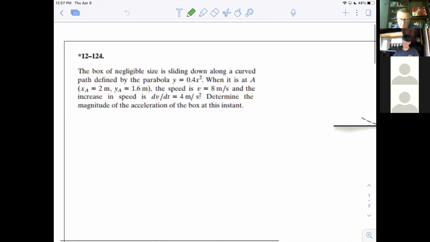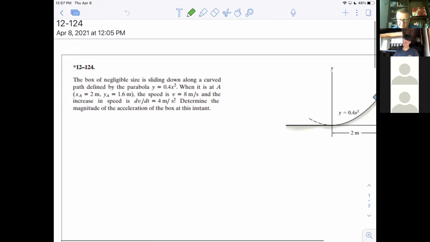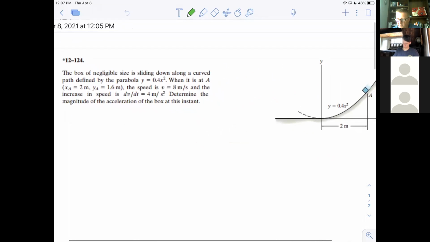Why does it say the box is of negligible size? That's a weird statement. Probably so you can treat it more like a point particle. Yes, so you can treat it like a particle. In other words, they don't want us to get confused about the fact that the box is like 6 feet long or something, and wonder where this thing is. So they're just saying, treat it like a dot. And so it's traveling down this parabola.